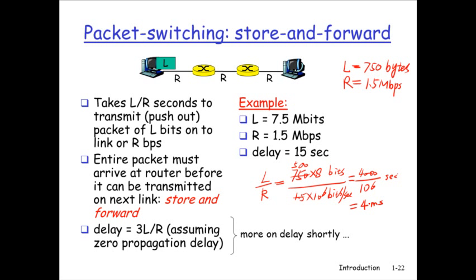Now see, at every router, you incur 4 milliseconds if the router speed is 1.5 megabits per second. Now think about it. If you have 20 routers between the sender and receiver, then you have 20 times 4 milliseconds of transmission delay alone. This is a large delay. Make sense? So, what can we do to reduce it?